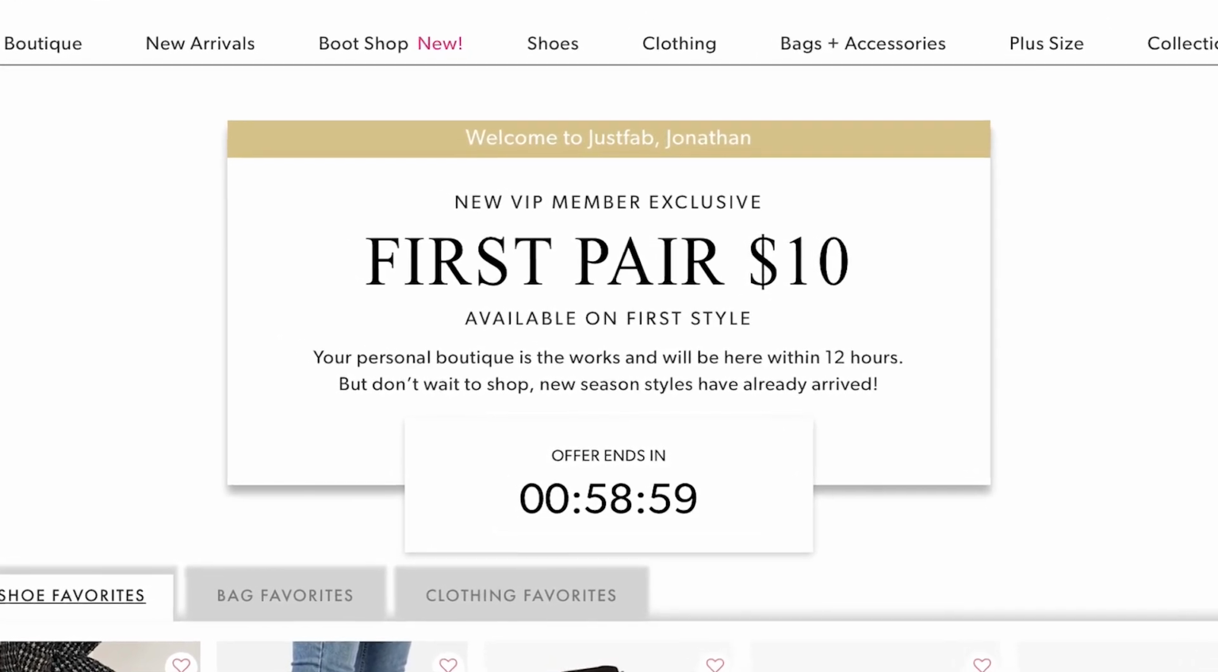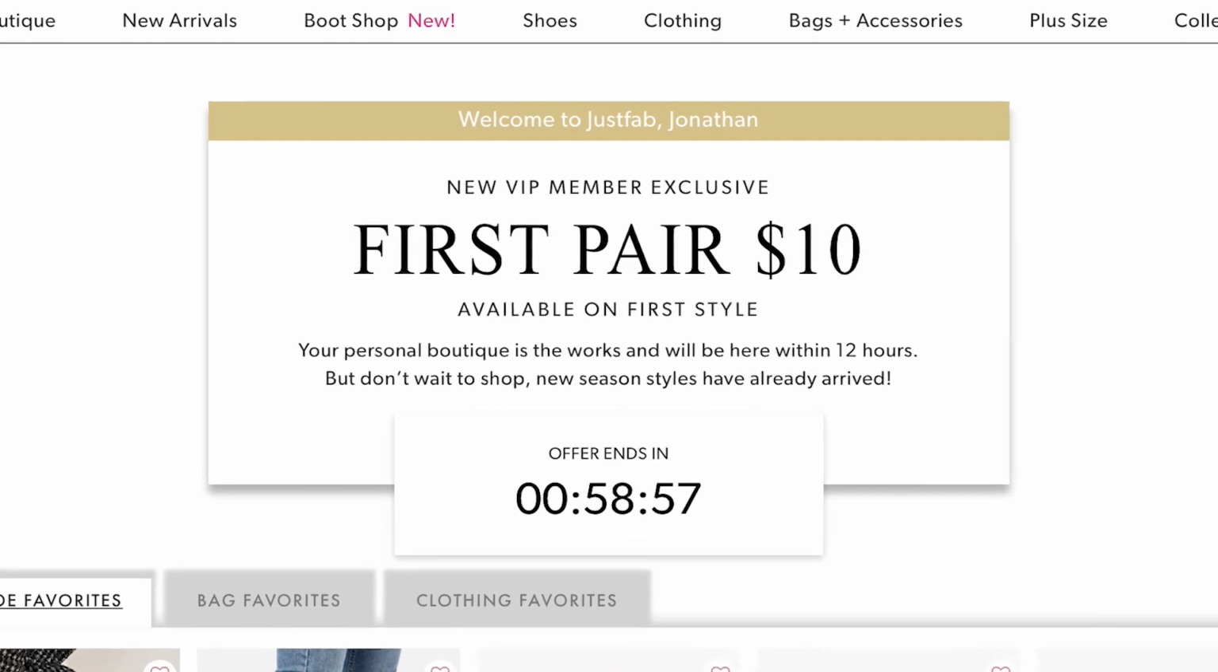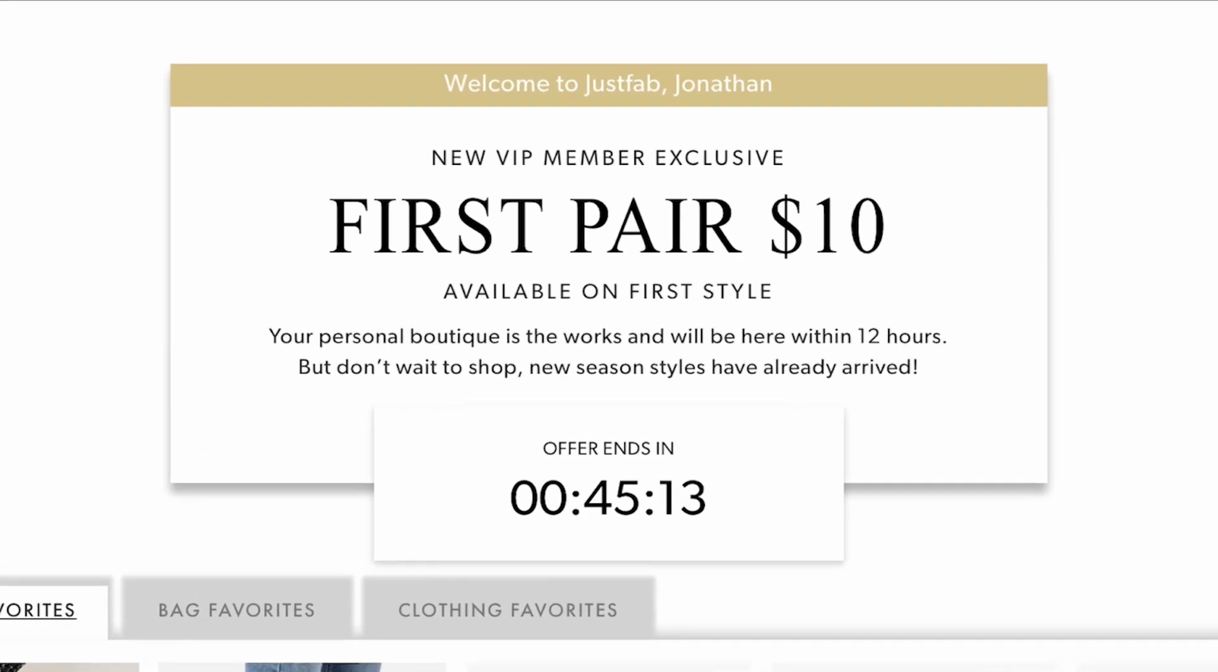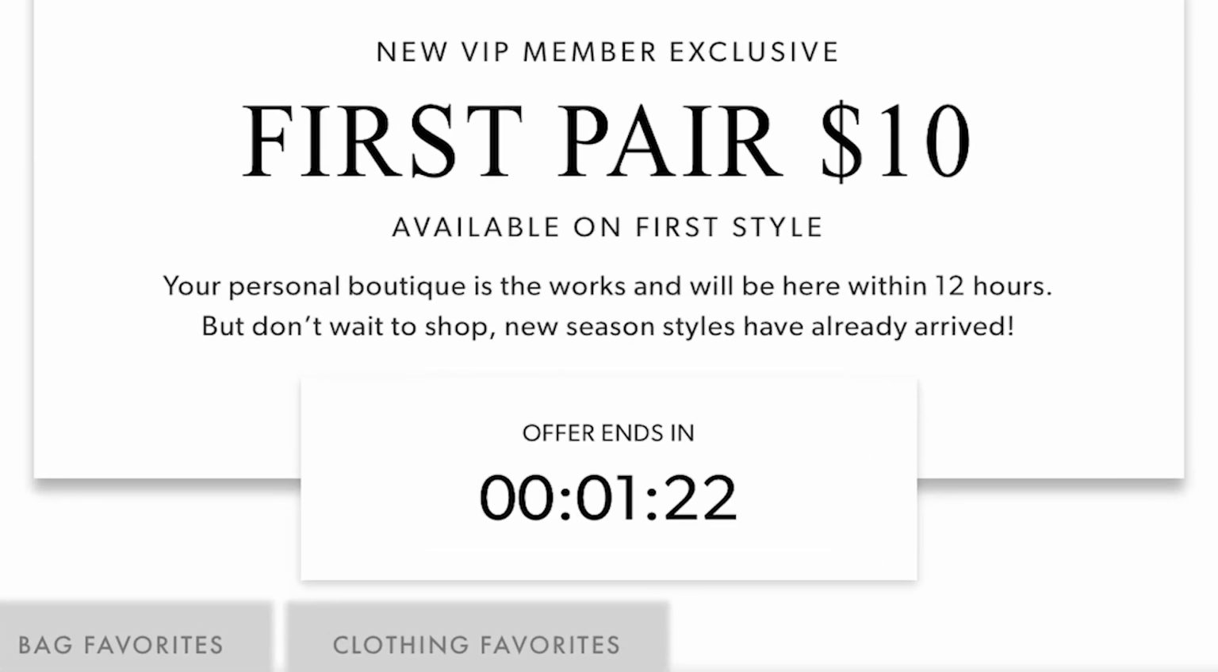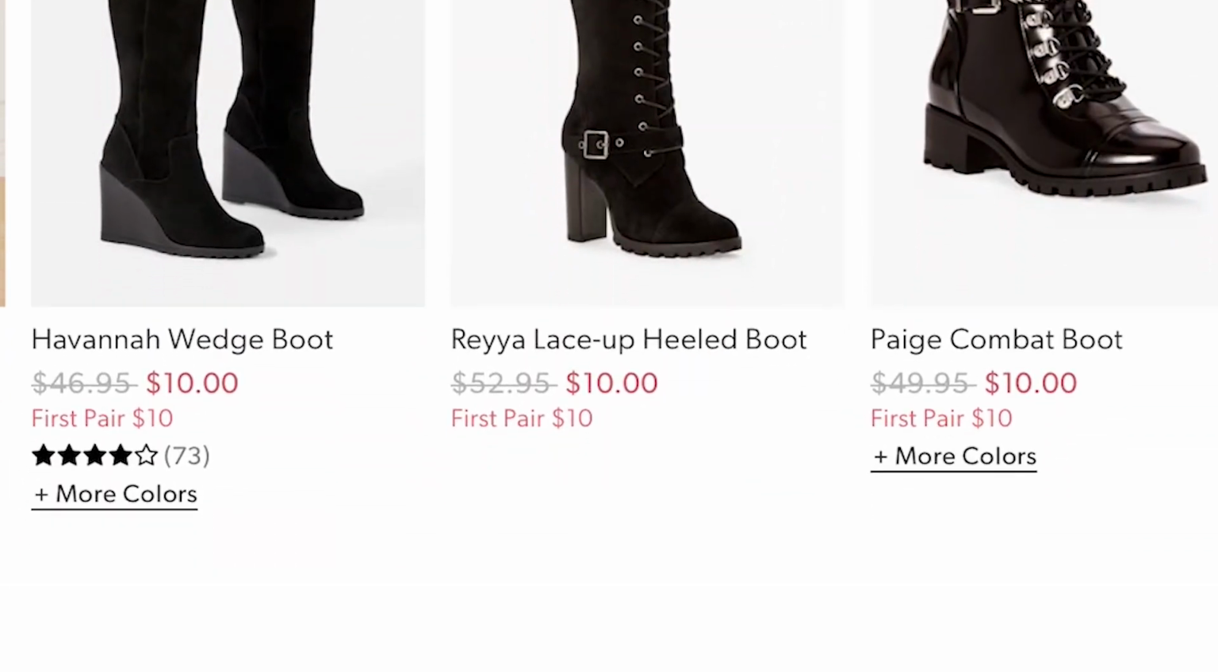When you sign up, a countdown begins, suggesting you only have about an hour to get the deal. This is a trick to make you feel rushed. You can still get the discount even if the countdown expires.